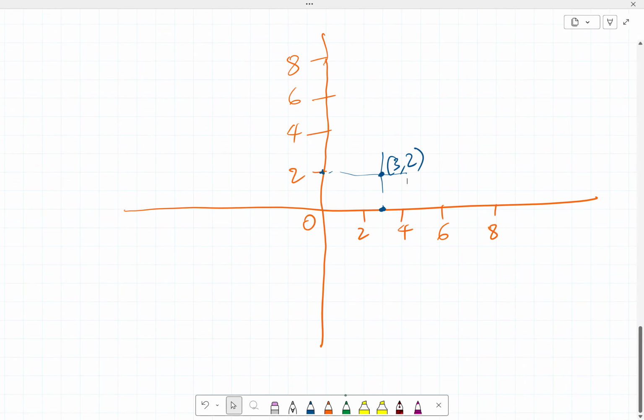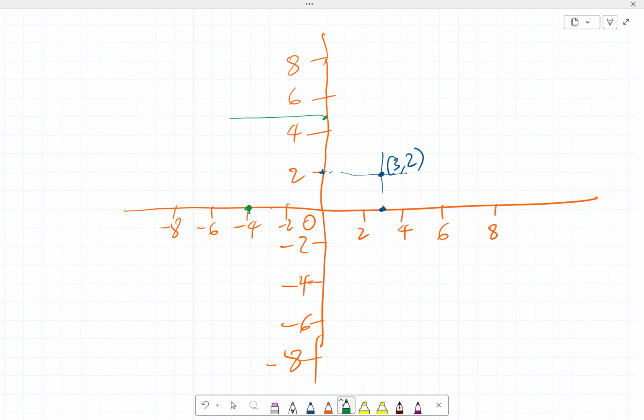The next thing we need to point out is (-4, 5). Again, this is -2, -4, -6, -8, okay? Minus 2, minus 4, minus 6, and minus 8. So for -4, you move 4 steps to the left, and then for 5, you move 5 steps up. So this is 5. If you bring this and bring this, this is (-4, 5).